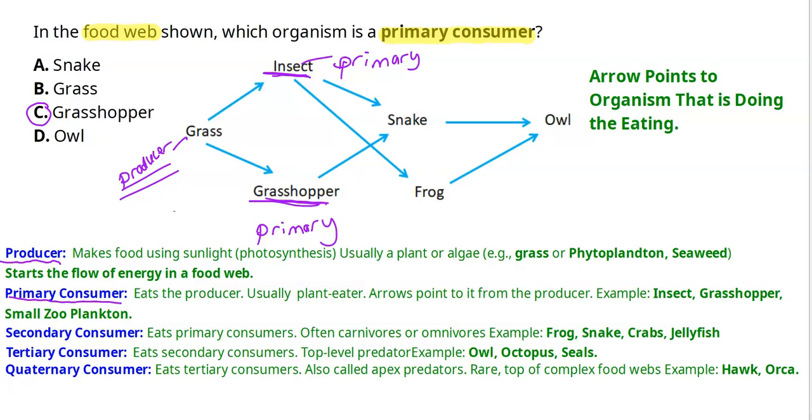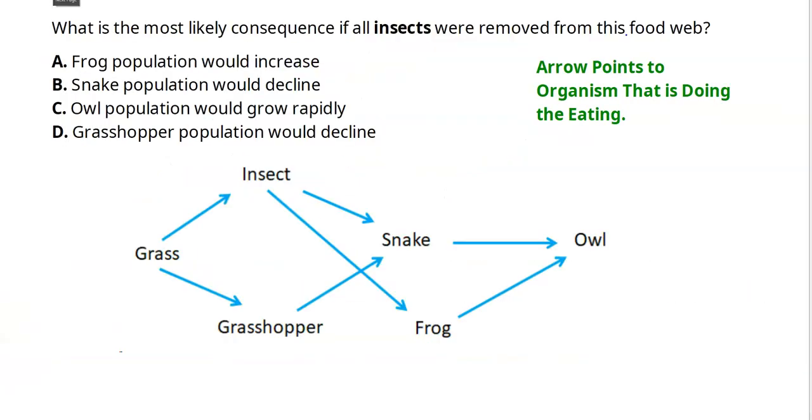Let's move on here. Question 2. What is the most likely consequence if all insects were removed from this food web? We have insects, they're right here. These are going to be removed. And let's see what would happen. Let's look at answer choice A. The frog population would increase. Increase means to go up. So would the frog population go up?